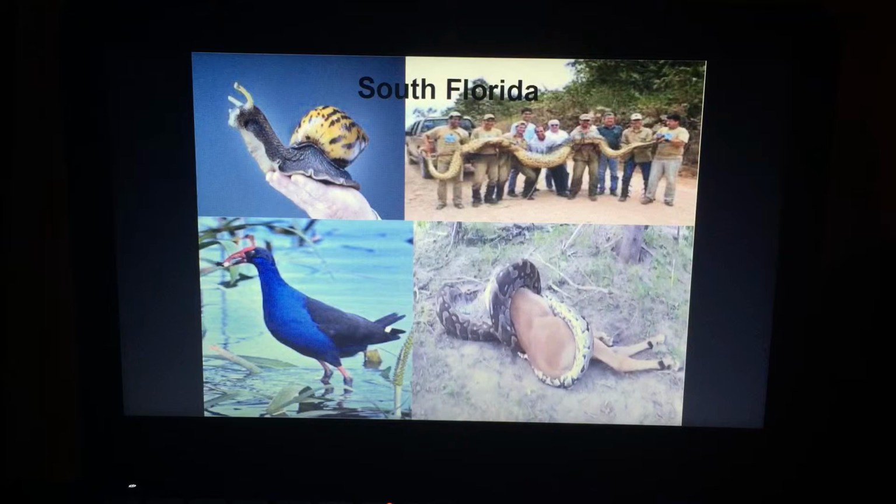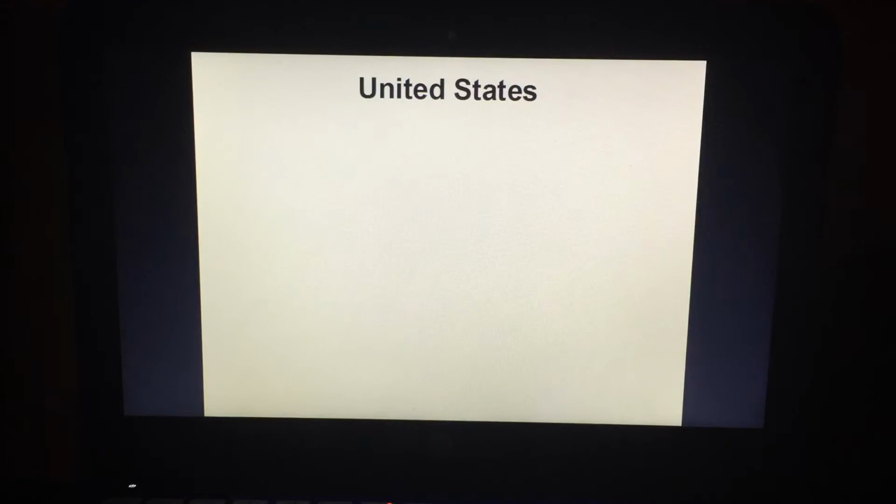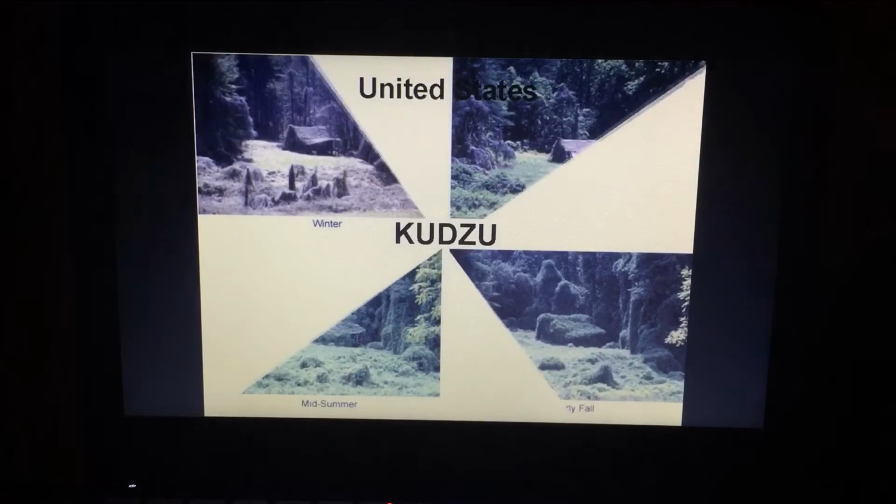Some invasive species that cover the United States, well, you can find kudzu just about everywhere. This is referred to as the vine that ate the South.